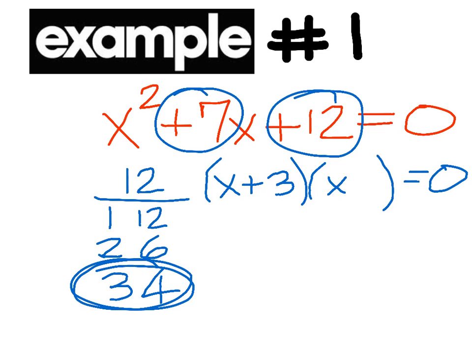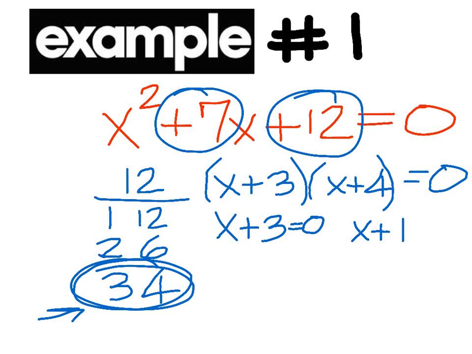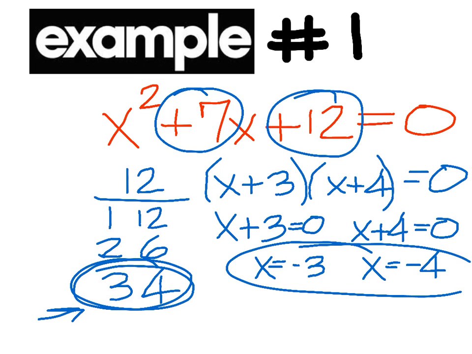But the final answer, since you have to do x plus 3, x plus 4, the final answer is really the opposite of your factors because you set each one equal to 0. And when you do that, you end up with x equals negative 3, x equals negative 4. On your papers, you would write the final answer like this: negative 3 and negative 4. You don't have to put the x's in there. This is the final answer.